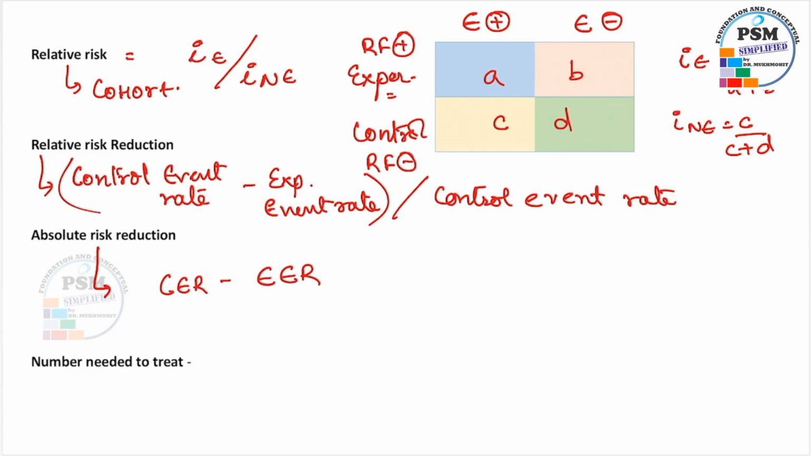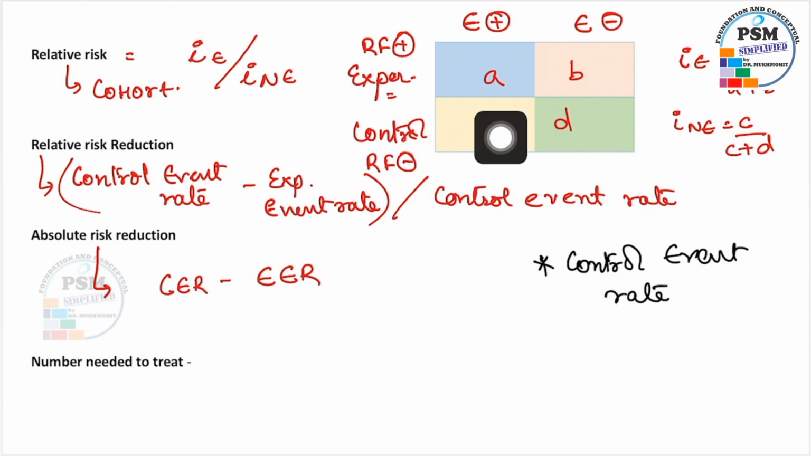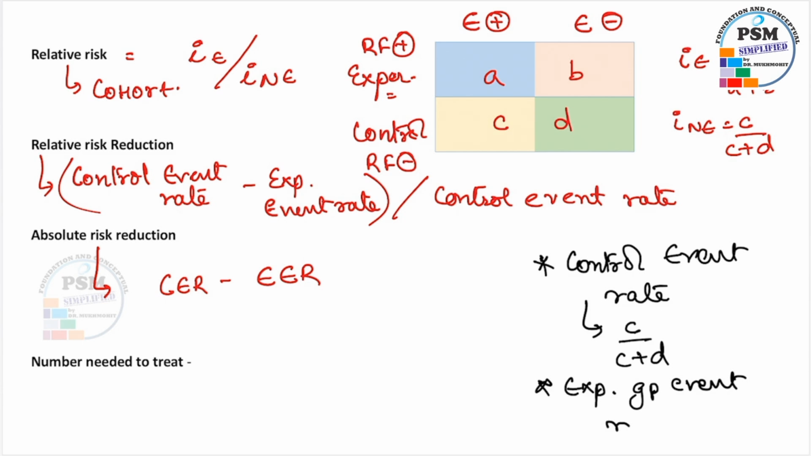Just I'm asking you, what is a control event rate? See beta, the control event rate is the number of times the event has happened in the control group, that is C divided by C plus D. It is nothing but the incidence in the non-exposed population. And what is the experimental group event rate? The experimental group event rate is given by A over A plus B. That is nothing but the incidence in the exposed population.